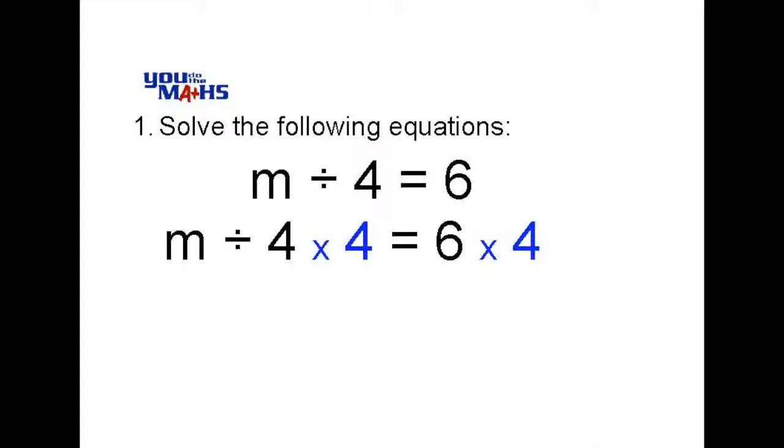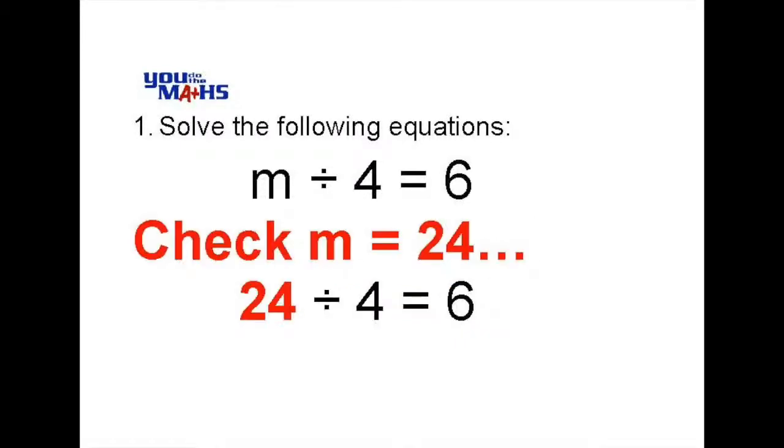If we do that, what will happen is that the divide by 4 and multiply by 4 will cancel each other out on the left hand side, and we'll end up with m equals 24. Now we can go back and check that like before, put the 24 where the m was, and we get 24 divided by 4 is equal to 6, so the equation is true when m is equal to 24.